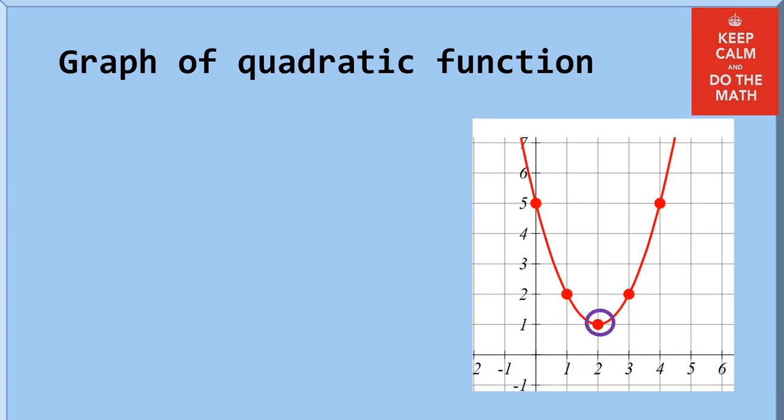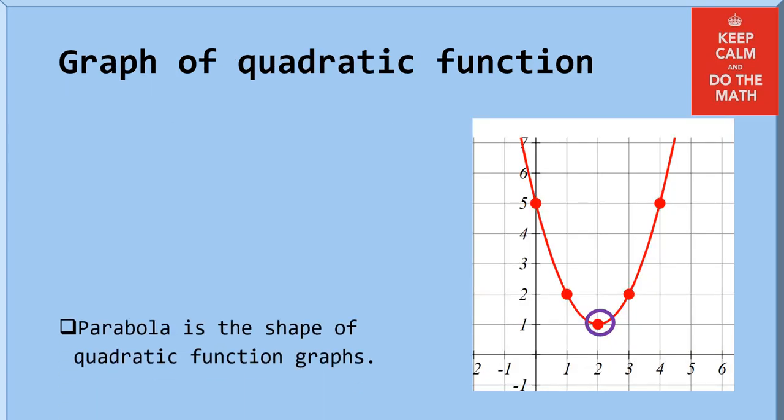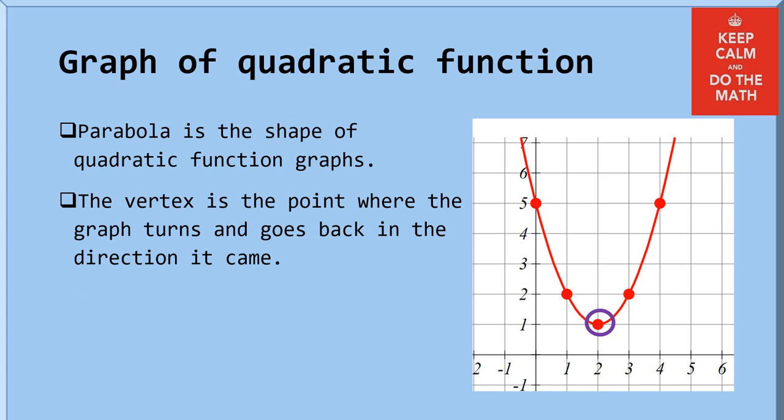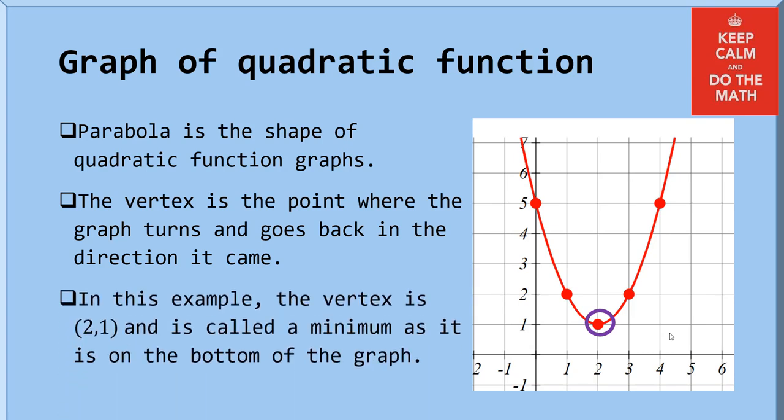So let's take a look at the graph of a quadratic function. The parabola is the shape of quadratic function graphs, as you can see on the right. The vertex is the point where the graph turns and goes back in the direction it came. So in this case, you can see that the graph is coming down, gets to the bottom, and turns and goes back up. I have circled in purple the vertex of this particular quadratic. The vertex is (2, 1).